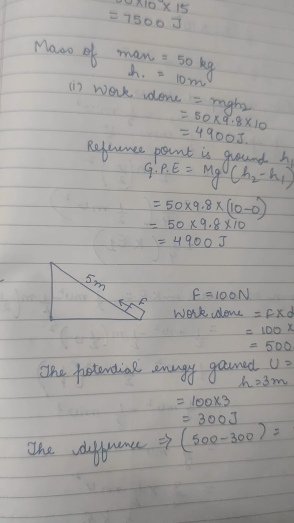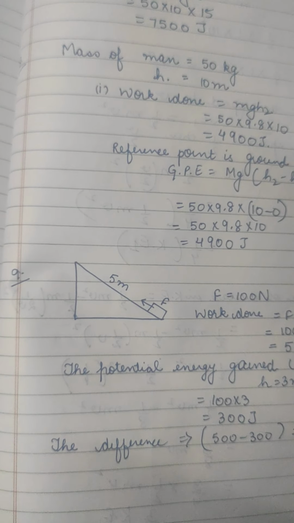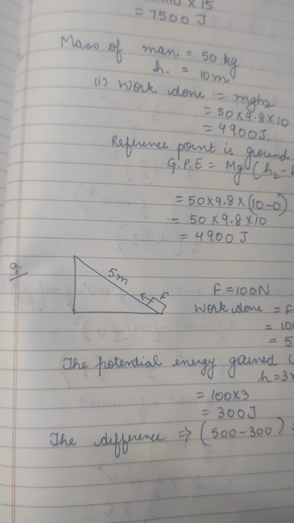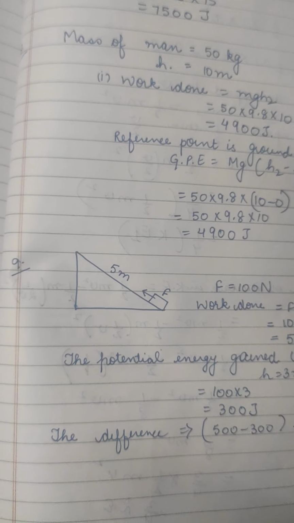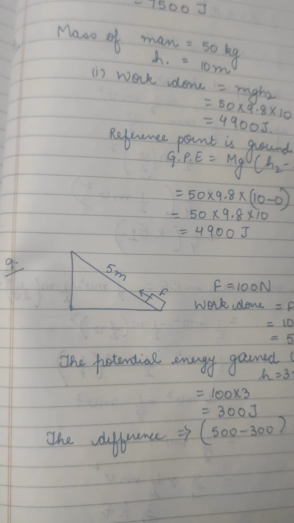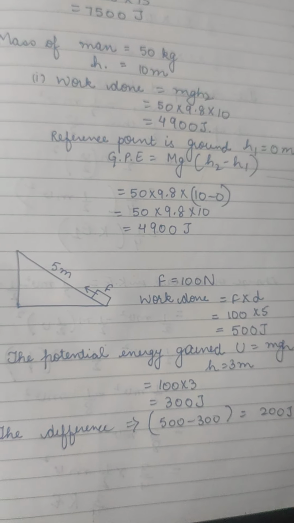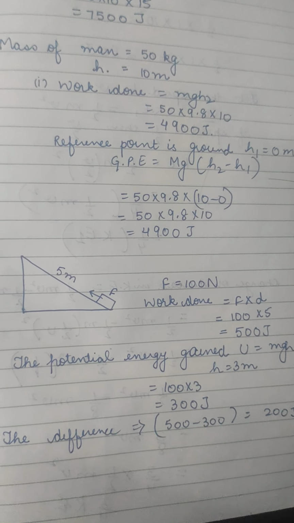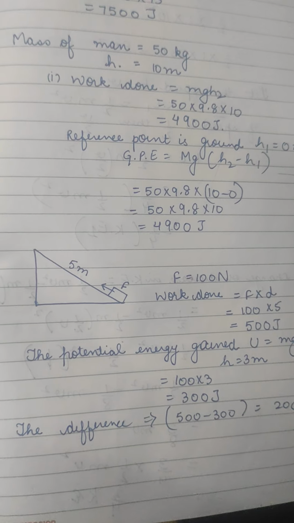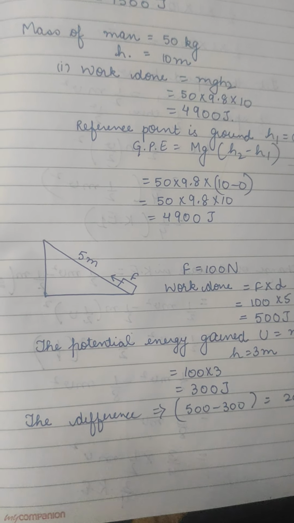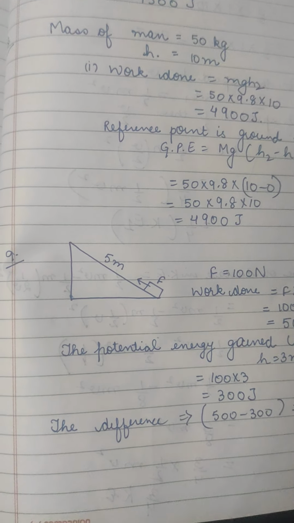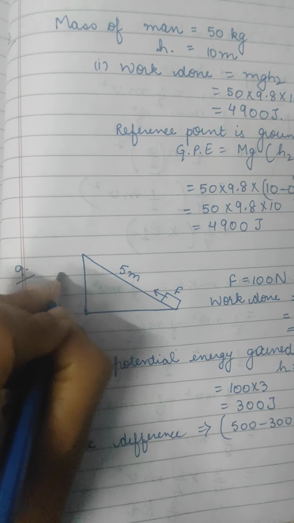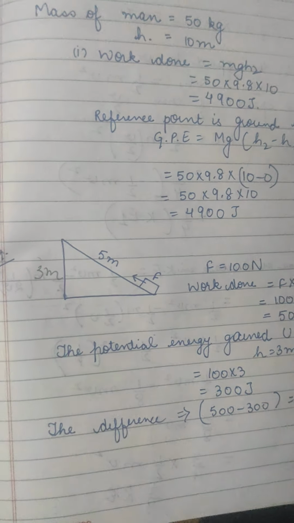The ninth question: a block A weighing 100 Newton is pulled up a slope of length 5 meter by means of a constant force F equal to 100. What do you have to find out? See, this is the diagram. This is 5 meter and this side is 3 meter.